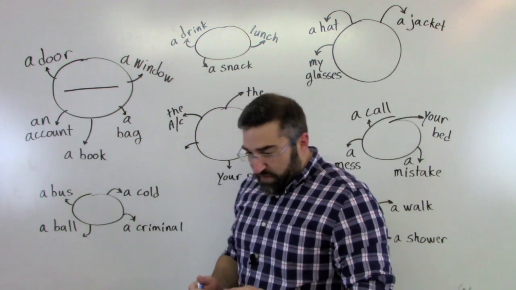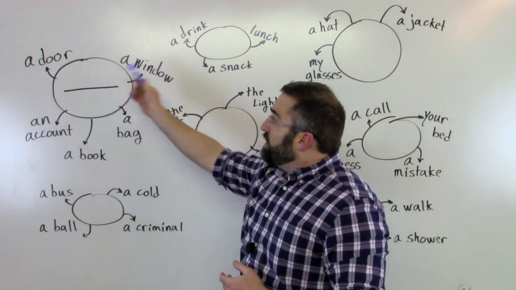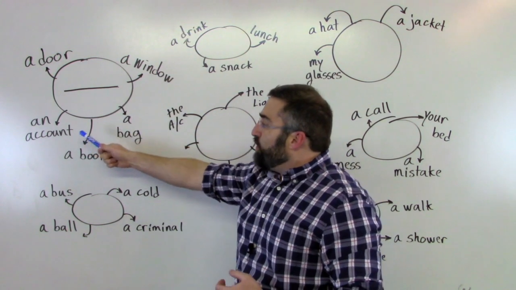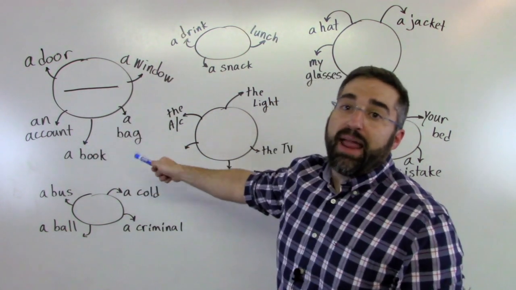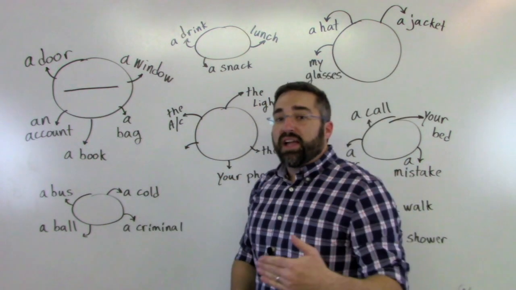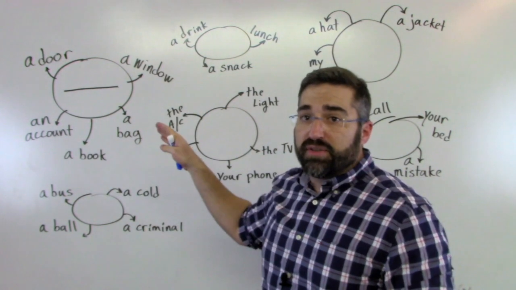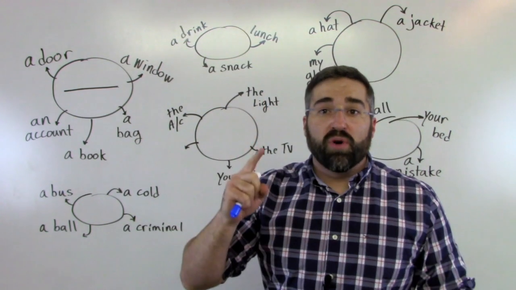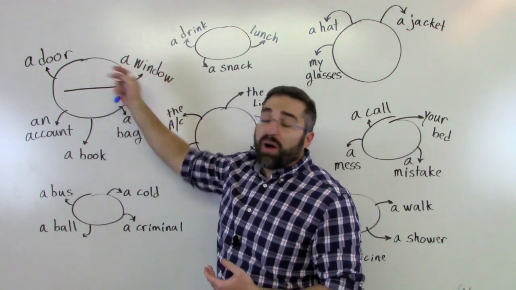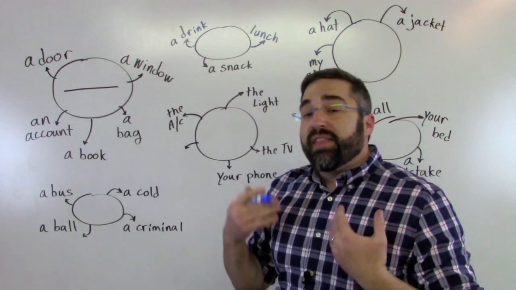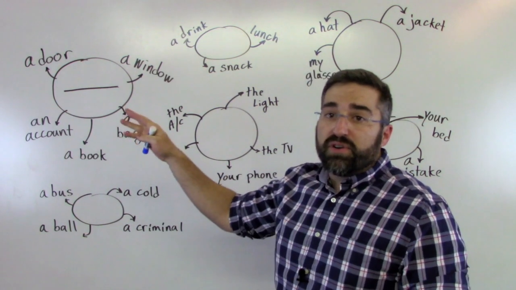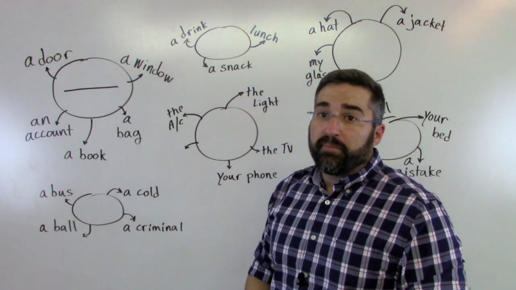This first one we have here: a door, a window, an account, a book, and a bag. So what kind of word would we be able to use with all of those? All right, so we have at least one word. You can kind of see I have probably two words I'm looking for that we can use with all of those words. Can you think of one?